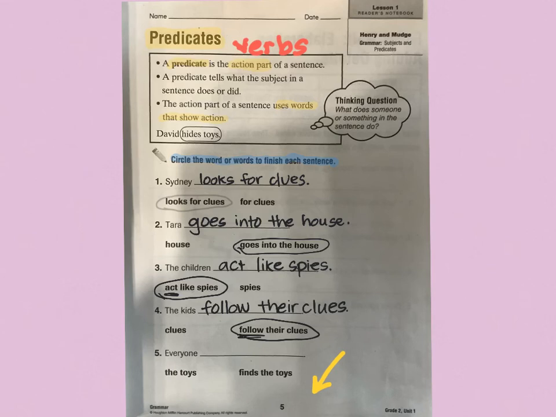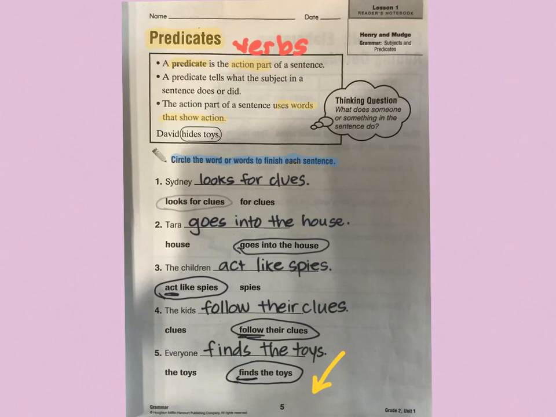Last one, number 5, everyone the toys. Or, everyone finds the toys. Which one has an action, a verb? Finds. Everyone finds the toys. Great job practicing finding predicates with me.